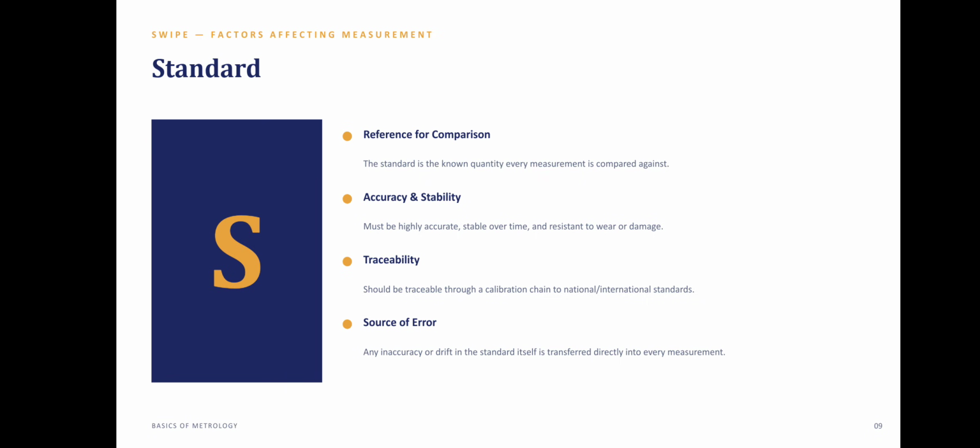The first one is the standard, that is the reference for comparison. The standard is the known quantity that every measurement is compared against. Accuracy and stability are also included in the standard. It must be highly accurate, stable over time and resistant to wear or damage. Traceability: it should be traceable through a calibration chain to national and international standards. Source of error: any inaccuracy or drift in the standard itself is transferred directly into every measurement.